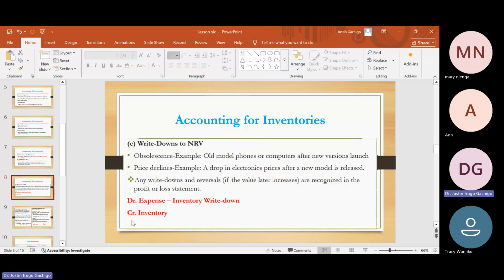Another cause is obsolescence. For example, the old models of phone or computer after a new version launch, price decline, a drop in electronic price after a new model is released. Any write down and reversal are recognized in profit or loss. So if you do any write down, you normally pass an adjustment. One goes to the P&L, that is the expense, and the other one is the inventory. So you are going to reduce the inventory by the write down.